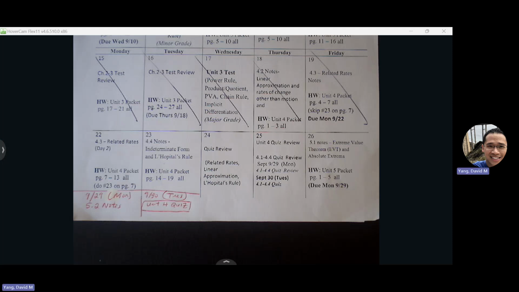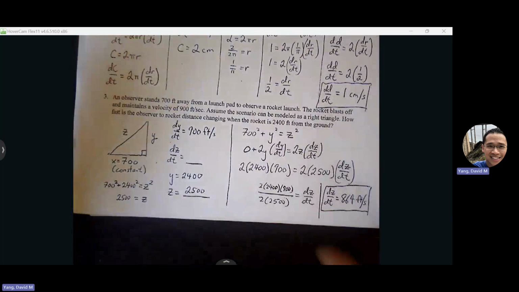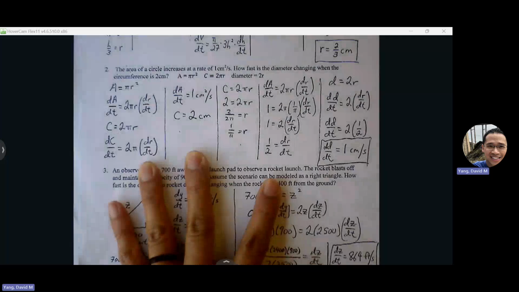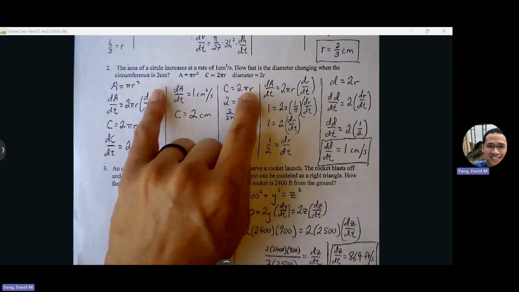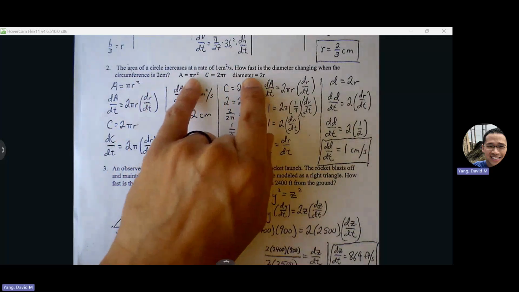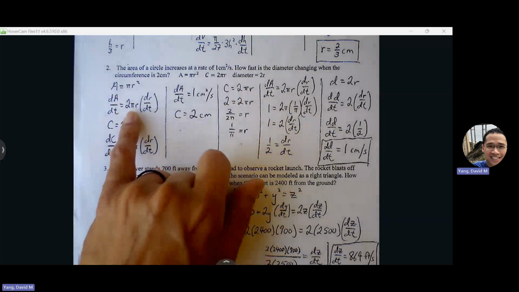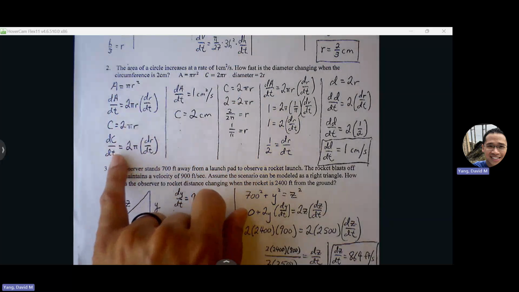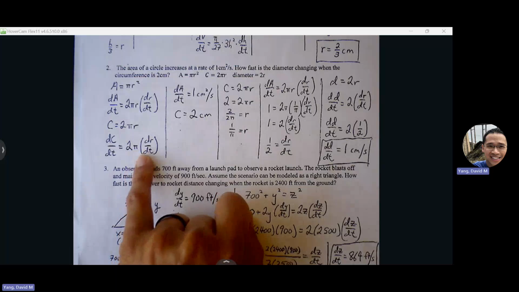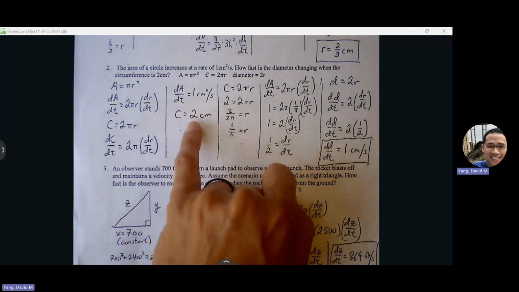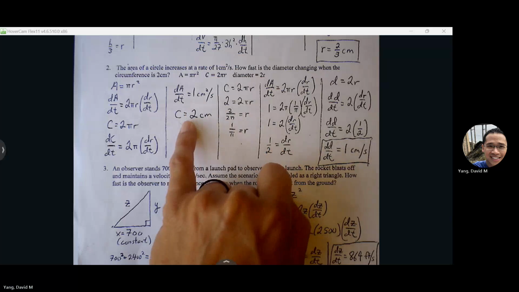Let me just briefly go over page 22. So number 2, we're just building the derivative equations here. So A equals pi r squared becomes dA/dt equals 2 pi r dr/dt. Circumference is dC/dt equals 2 pi dr/dt. We have the information provided here.